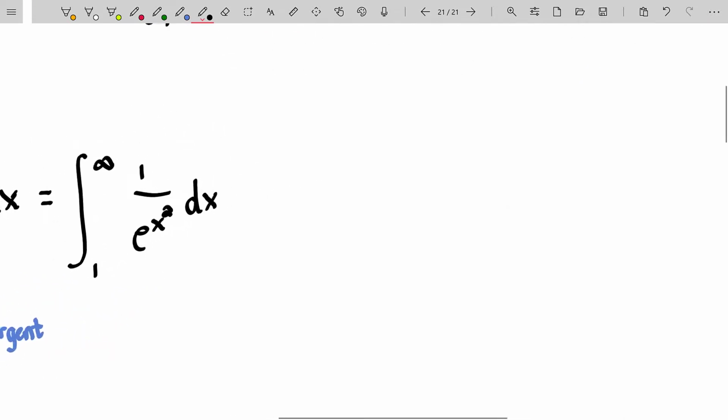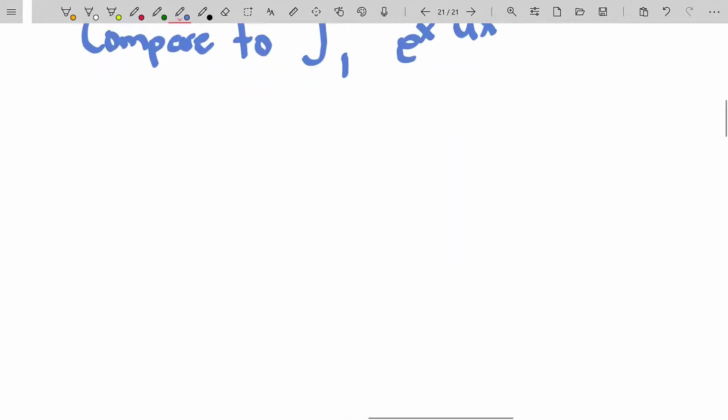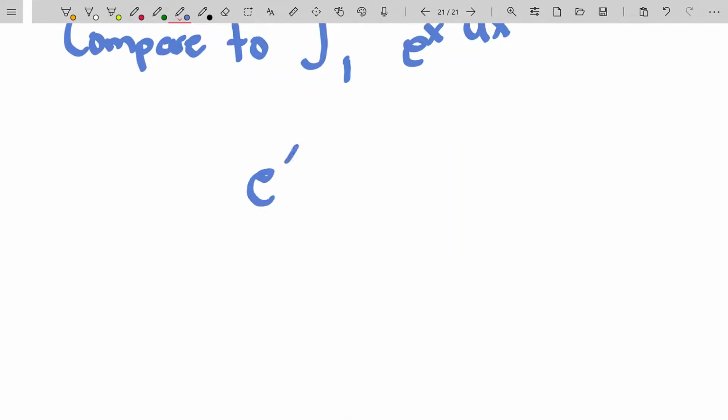So let's compare 1 over e to the x squared to 1 over e to the x. And to do so is going to require some justifications. The first thing you need to do is set up an inequality that compares 1 over e to the x squared to 1 over e to the x. And that is somewhat challenging. If you think about just the denominators, e to the x squared versus e to the x, you need to argue one is greater than the other.